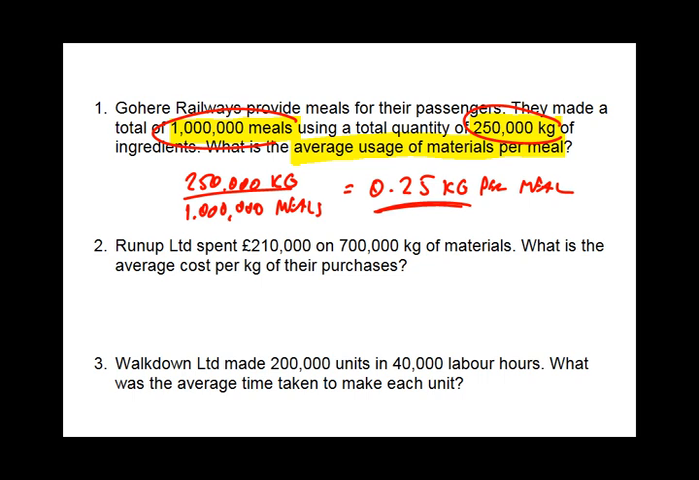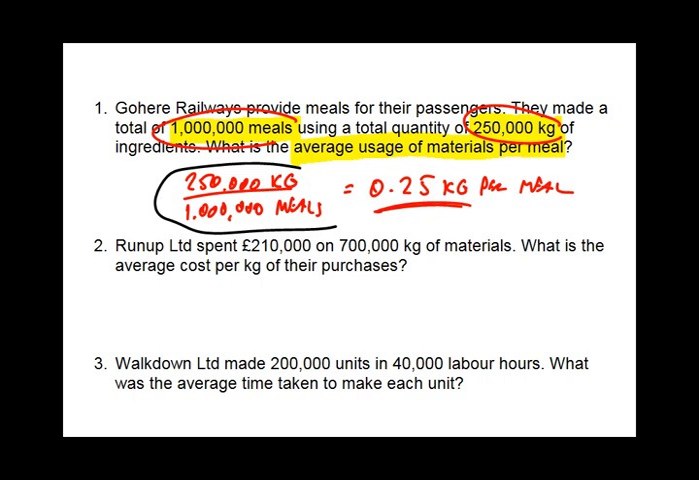Now, that could be useful information, for instance, identifying what the cost of the materials per meal are. If we know, for instance, that we pay £10 per kilogram to buy the material that we're using, then at £10 per kilogram we'd be paying £2.50 for the material in each meal. Now the common mistake that students will make in that kind of calculation is they'll divide the million by the 250,000.